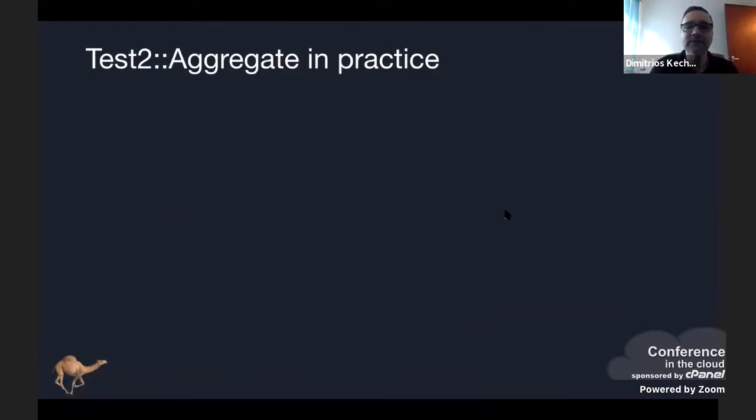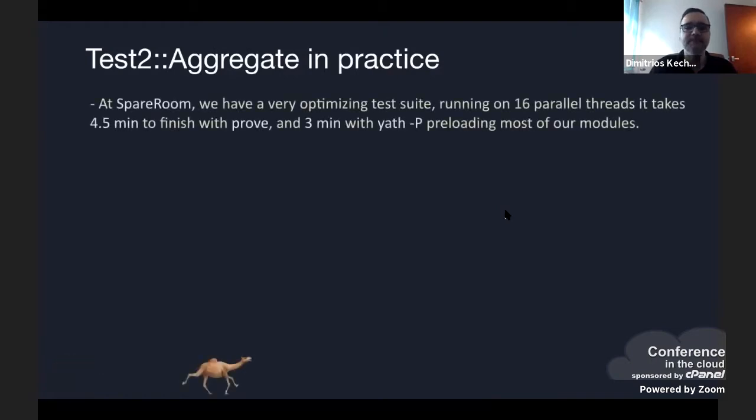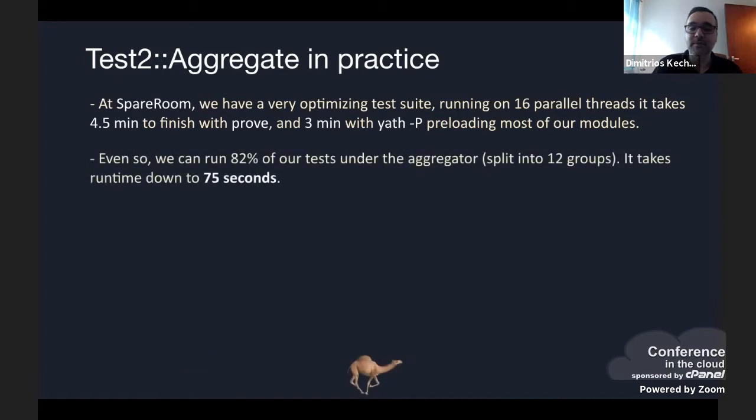So how does it work in practice? At Sperum, we have a very large and very optimized test suite. We run it on 16 parallel threads on a decent server, and it takes just 4.5 minutes to finish with prove. If we preload most of our modules, it takes just 3 minutes, which is good. However, we managed to run 82% of our tests under the aggregator. They're split into 12 groups to run in parallel, and it takes the runtime down to 75 seconds.